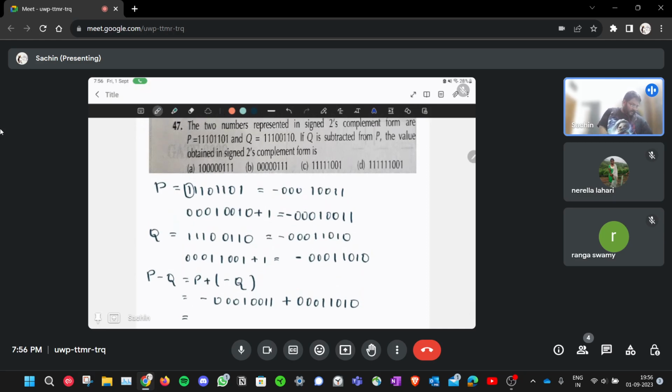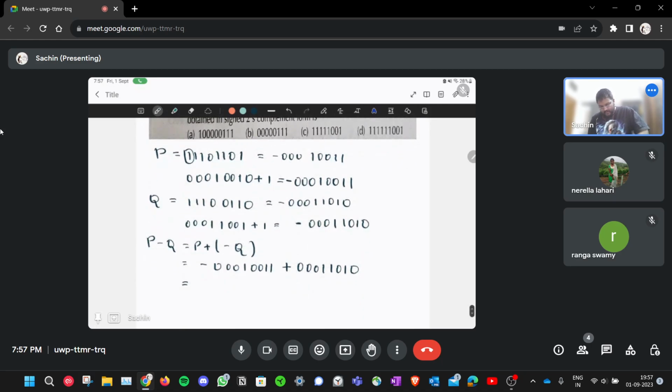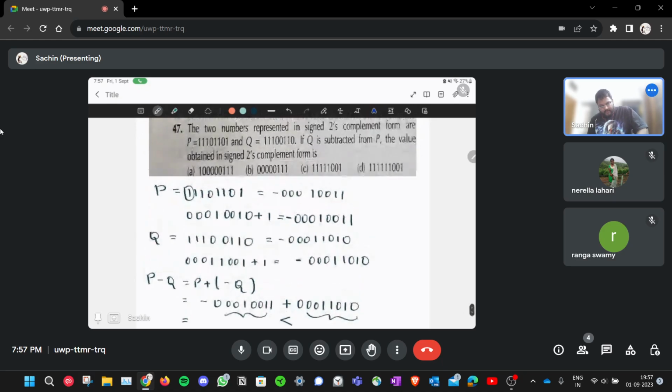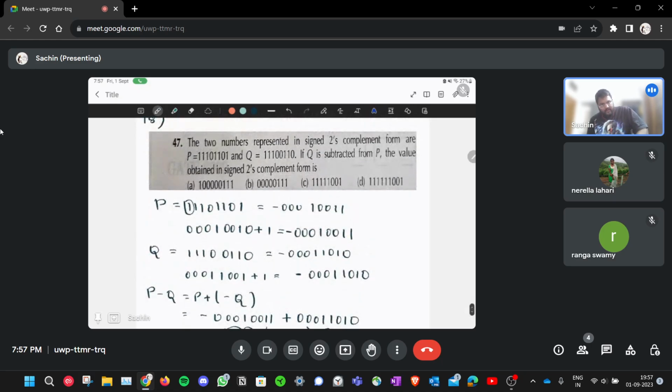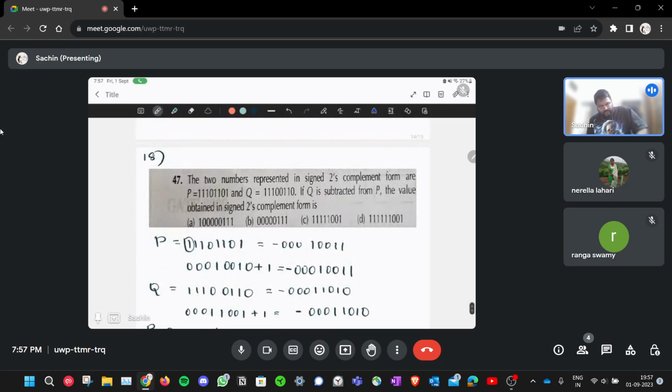Without even performing the calculation, you can tell that. Let me verify if that's true. Yeah, it's option B. The logic is that this number is bigger than this number, so your output is a positive number. And if your output is a positive number in signed 2's complement form, the most significant bit is 0. The only option which has 0 in the MSB is option B. So it should be option B.